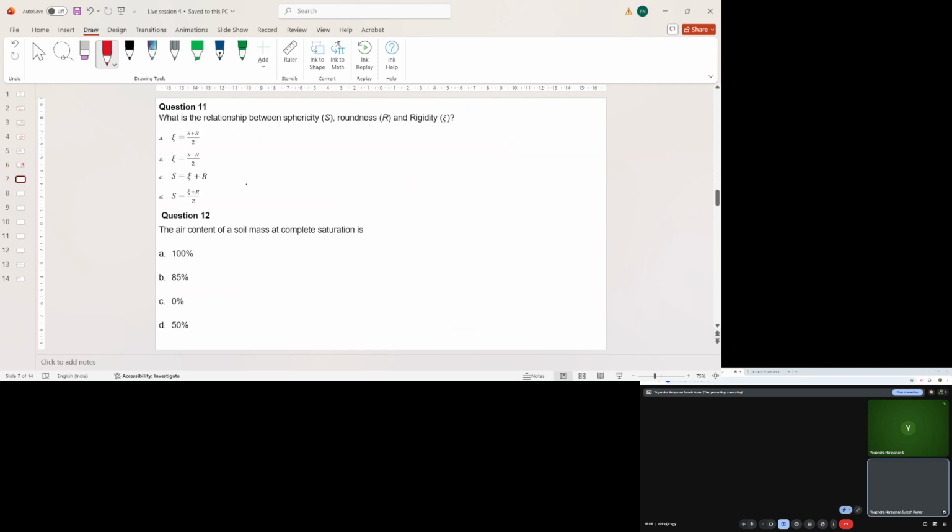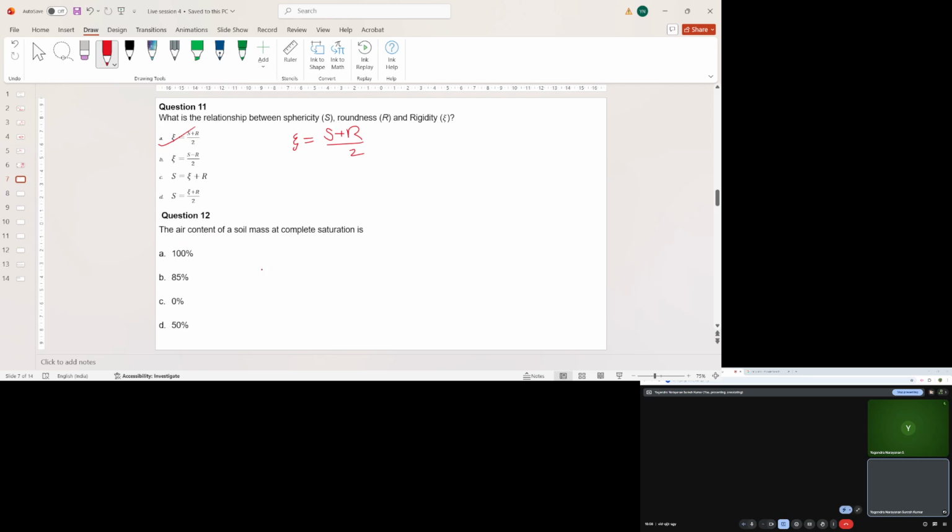Moving to the next question. What is the relationship between sphericity, roundness, and rigidity? So usually these are all statistical formulas. So the rigidity is equal to sphericity plus roundness by 2. These are statistical formulas. You can refer to the lectures of how this has been derived. So S plus R by 2. This is the right option.